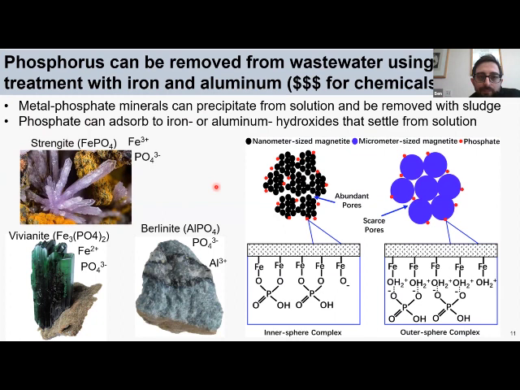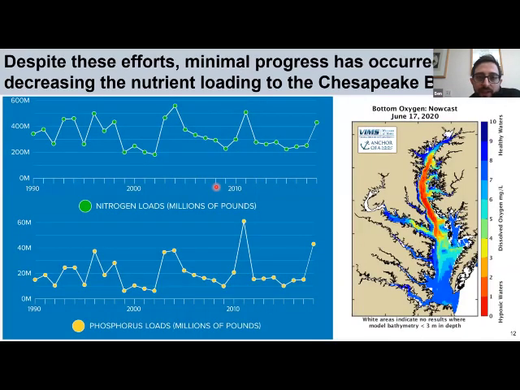All right. So despite all of those efforts that we've been making for the past 40 years now, the loading that we're seeing to the Chesapeake Bay hasn't really improved. So this top figure is showing the nitrogen loads in millions of pounds.